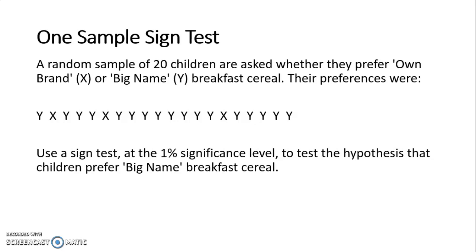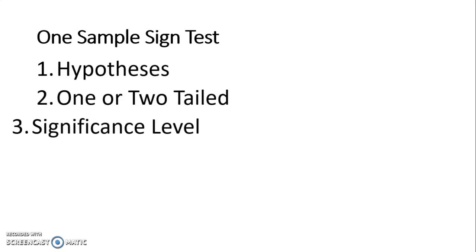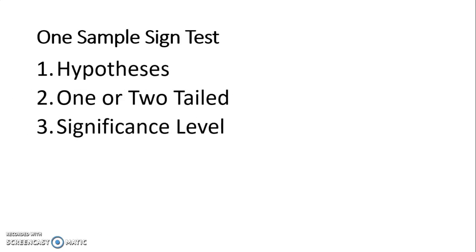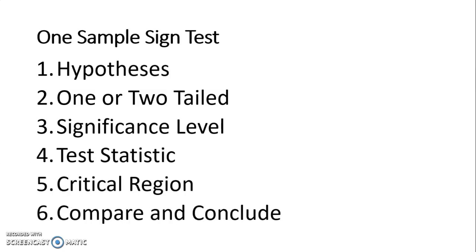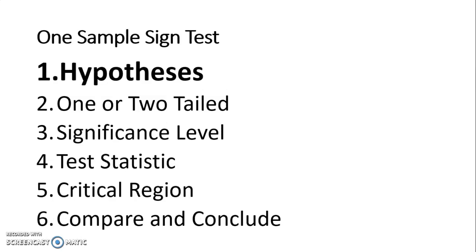As with any hypothesis test, we need to follow our 6 steps. So the first one being state the hypotheses, then state whether it is one or two-tailed and the significance level, calculate the test statistic, find the critical region, and compare and conclude. So let's start with the hypotheses.